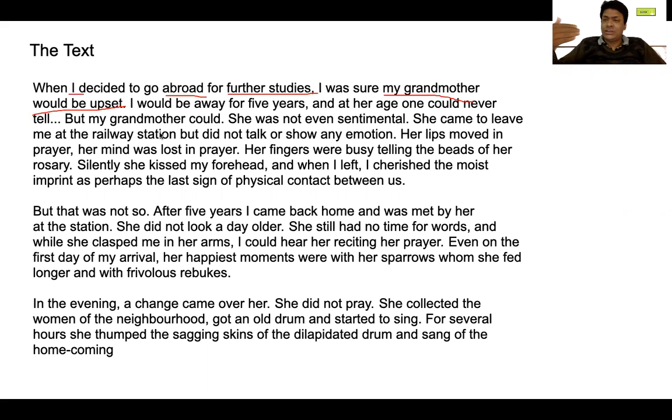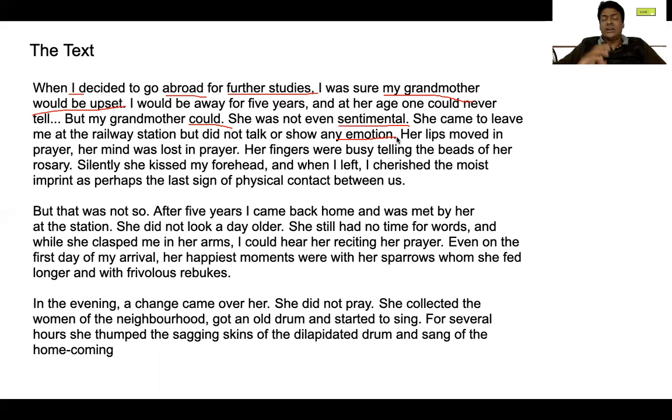At her age, the writer's grandmother was in such an age where she might not be interested in sending her grandson abroad. But the writer's grandmother was something different. She was not even sentimental. Who was not even sentimental? The writer's grandmother was not even sentimental, she did not even feel sad. She came to leave him, right? The writer's grandmother came to the platform, or the railway station, to leave the writer, but she did not talk or show any emotion.